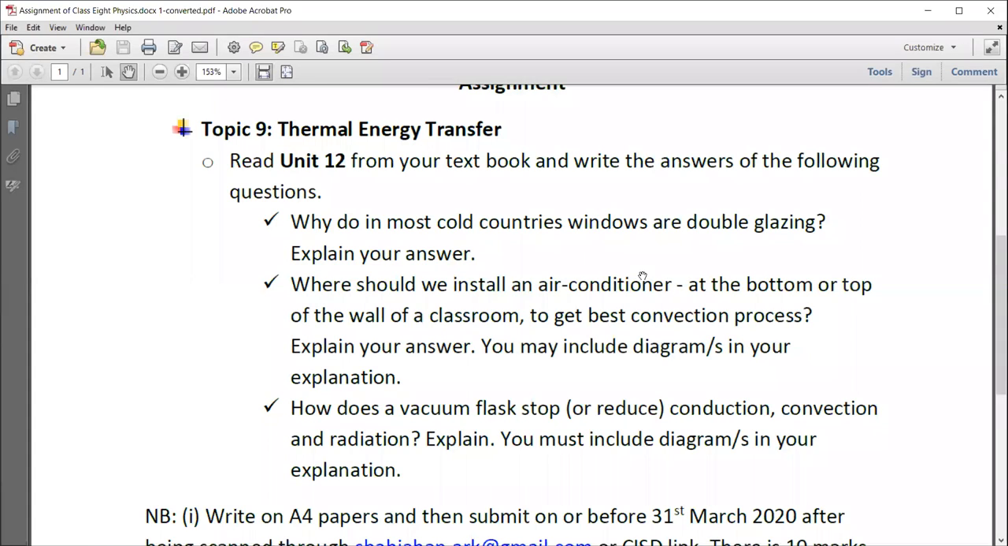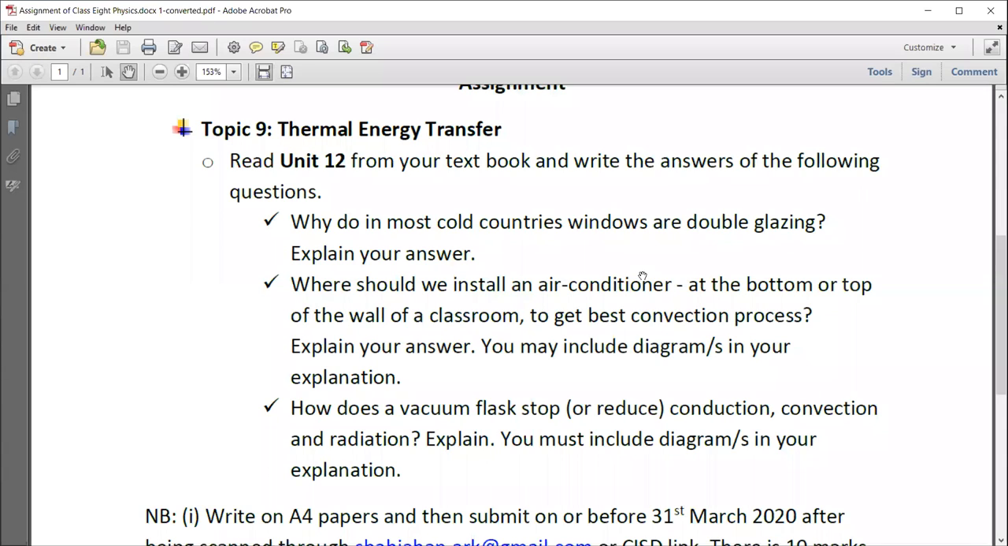Air gap? We should say trapped air. Where there is trapped air, this trapped air means air cannot move. Air cannot circulate over there. It's trapped.